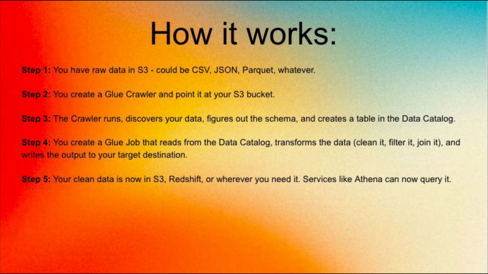The typical workflow: you have raw data in S3. It could be a CSV, JSON, or whatever. You create a Glue crawler and point it at your S3 bucket. Then the crawler runs, discovers your data, figures out the schema, and creates a table in the data catalog. Step 4 is you create a Glue job that reads from the data catalog and then transforms the data and writes the output to your target destination. The last step is your clean data is now in S3, Redshift, or wherever you need it. Services like Athena can now query it.